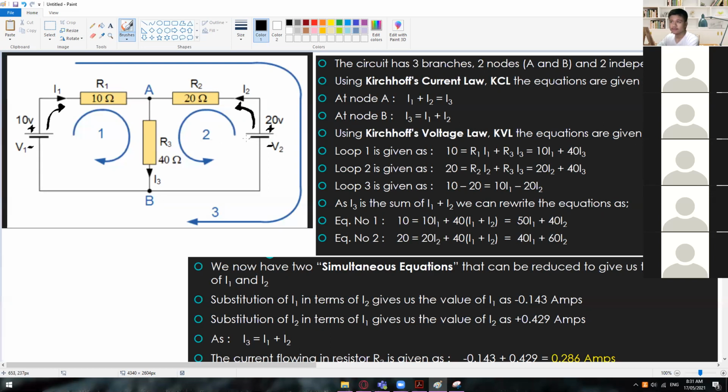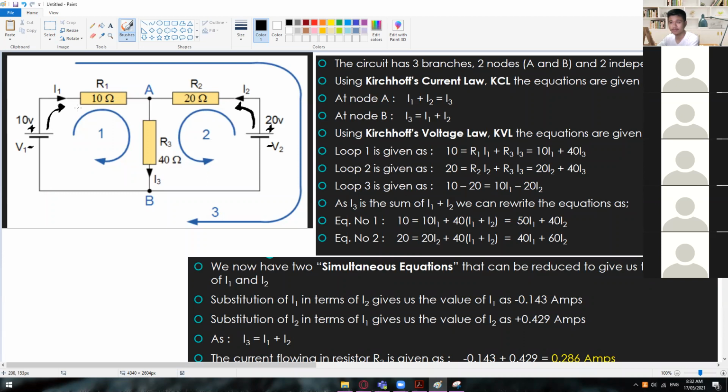Okay, so if there is a loop or a mesh, you don't need to stick with clockwise only, or counterclockwise only. You can have both. In here I've used conventional, but you can use, let's say, the electron method. You can go with that as long as you're consistent with your signage or with your polarities.